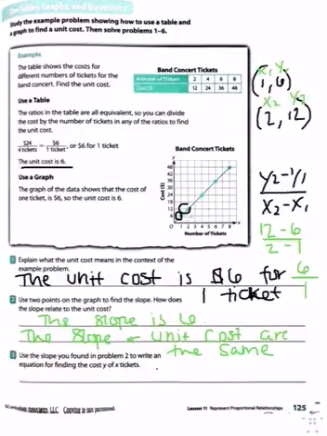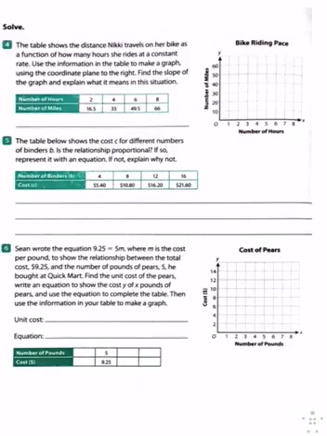Number 3. Use the slope you found in problem 2 to write an equation for finding the cost y of x tickets. So our equations always start with y equals. We're going to use the slope, the unit cost, which is 6x. And I could put plus 0 on at the end since it goes through the origin. That's my y-intercept. However, because that's irrelevant, we don't have to put plus 0. That doesn't change anything. So simply y equals 6x is plenty.